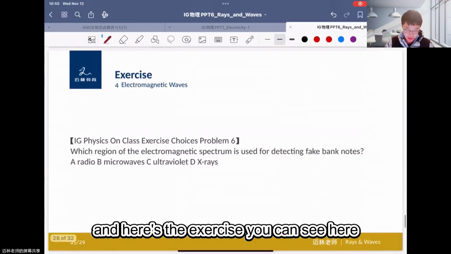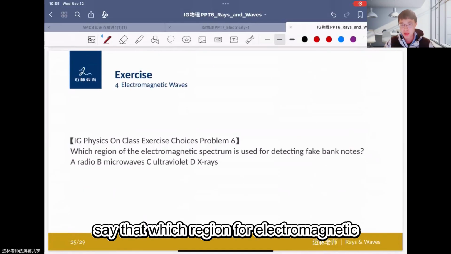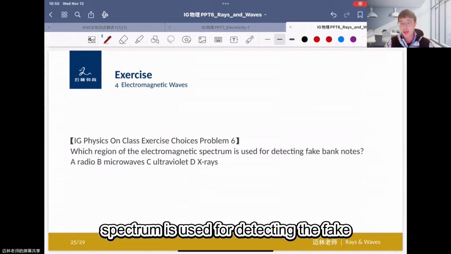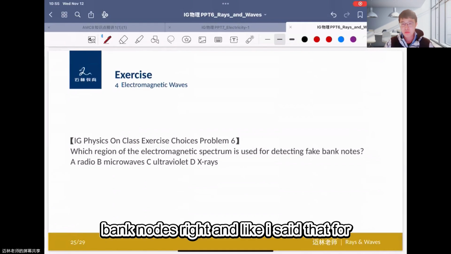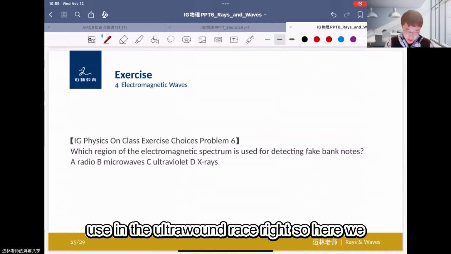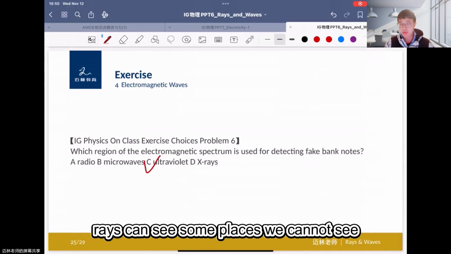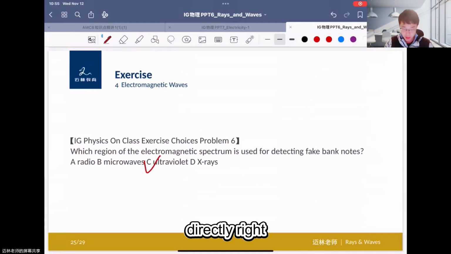And here's the exercise. The first problem asks which region of the electromagnetic spectrum is used for detecting fake banknotes. For detecting fake banknotes, we can use ultraviolet rays, so here we choose C, because ultraviolet rays can reveal places we cannot see directly.